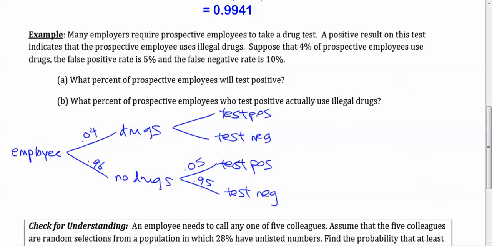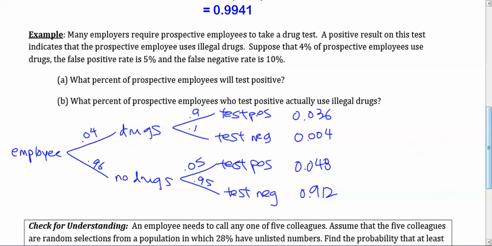The last piece of information they give us is that the false negative rate is 10%. In other words, if they're actually doing drugs, the probability that they will test negative for drugs is 10%. Which means the probability that they test positive is going to be 0.9. I'm going to multiply along each of these branches to find the probabilities of each of these, which I just went ahead and did. It's going to be these numbers.